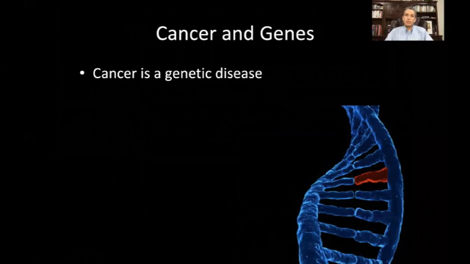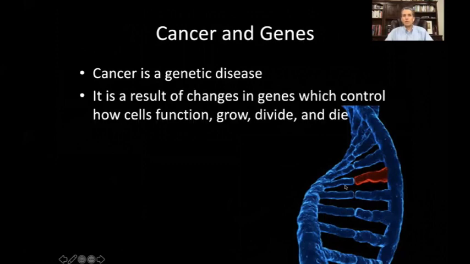Not inherited like we talked about in the law of life, but genetic, right? So there's a mutation that happens in the DNA. Here's the DNA, the double helix, and this is indicating that there's a wrong letter that was inserted in here, or a problem associated with that. So yes, definitely, cancer is a genetic disease, and it's the result of changes in genes which control how cells function, how they grow, how they divide, or how they die.